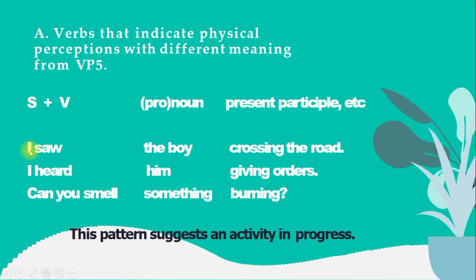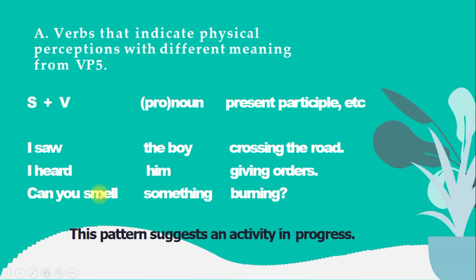For example, a sentence like I saw the boy crossing the road. Here I is the subject, saw is the verb, the boy is the noun phrase, and then crossing is the present participle and the road is the object of the verb. And then I heard him giving orders. This is I, subject, heard as the verb, him as the pronoun, and then giving is the present participle and the orders is the object of giving.